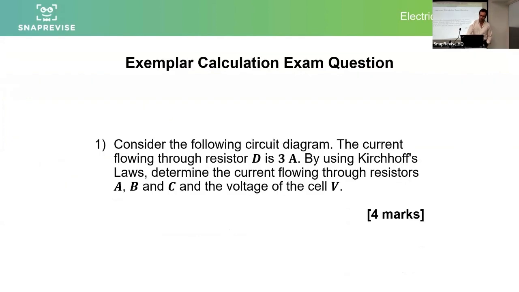Okay. Right, let's apply this to a slightly more complicated diagram. Consider the following circuit diagram. Current flow D is 3 amps. Use Kirchoff's laws to determine the current flowing through resistors A, B, and C. It's 4 marks. Oof, okay.